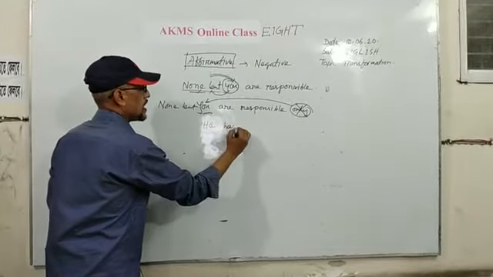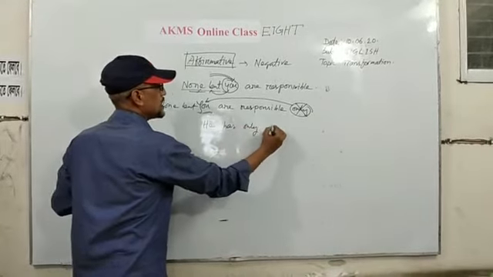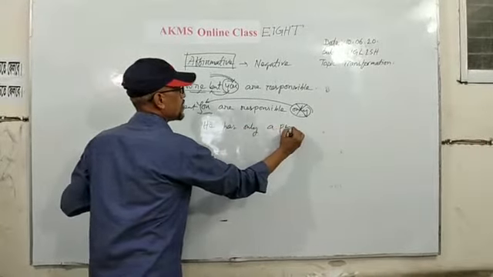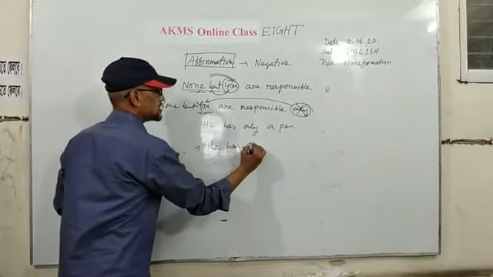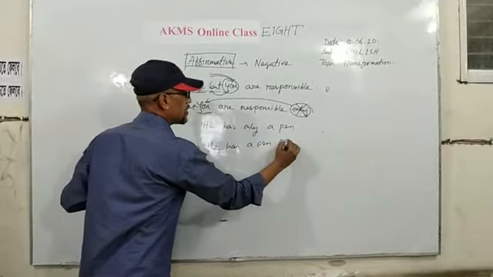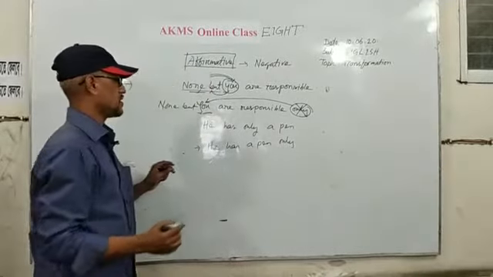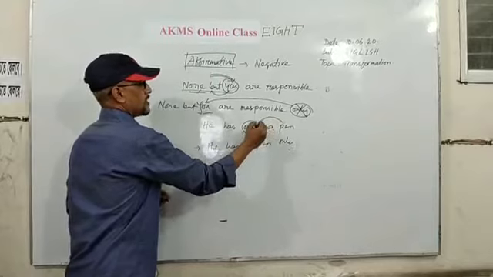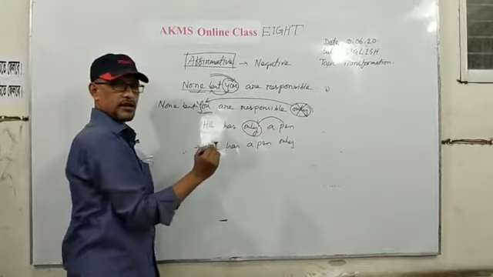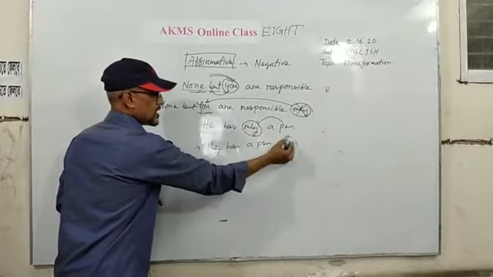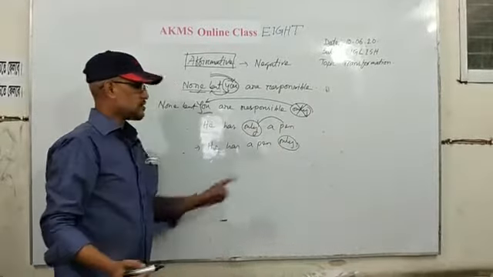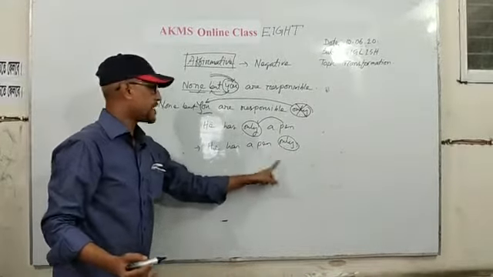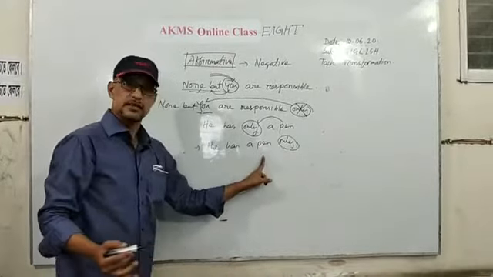Now I am going to write another sentence. He has only a pen. This sentence may be written in that form: He has a pen only. I have used only before pen, and this only indicates the pen. Here only is used after the thing, but it indicates pen also.